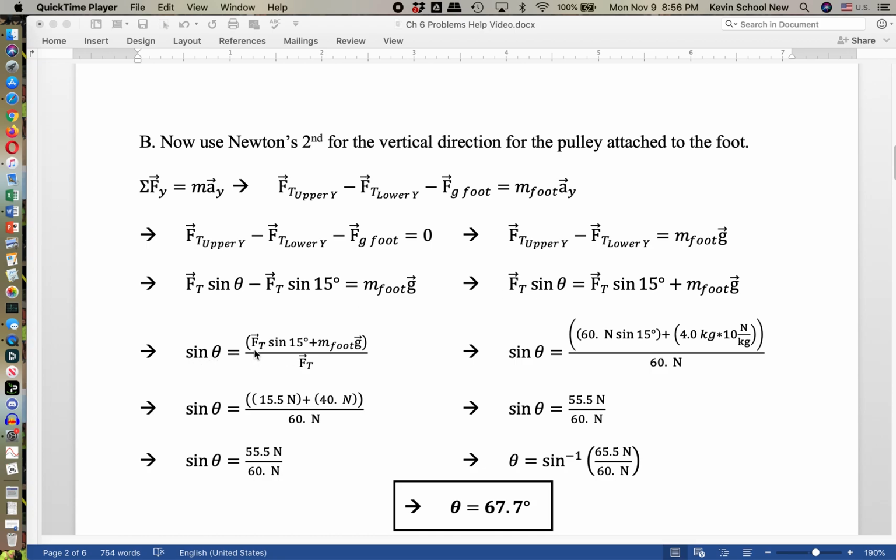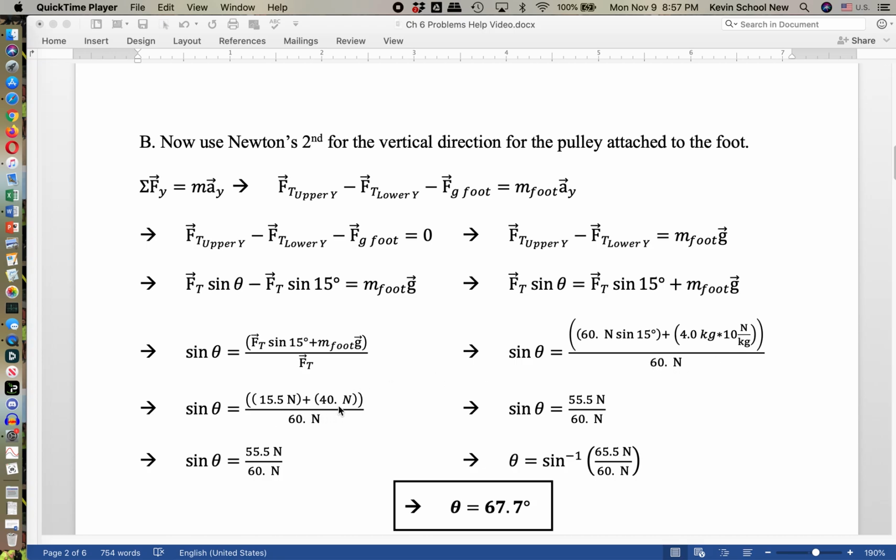Sine theta equals force tension sine of 15 degrees plus mass of foot times the gravitational acceleration. And that quantity is all divided by the force of tension. At this point, I've got everything I have numbers for on one side and everything that I'm solving for on the other side of the equation. So I can plug those numbers in. 60 newtons times sine 15 degrees plus 4 kilograms times 10 newtons per kilogram. Divided all of that by 60 newtons.